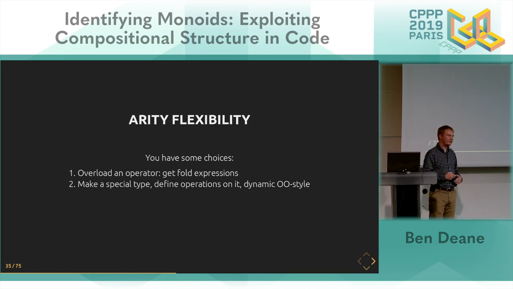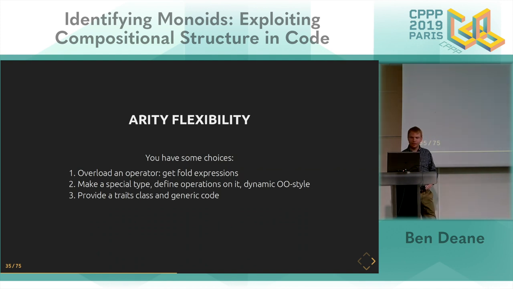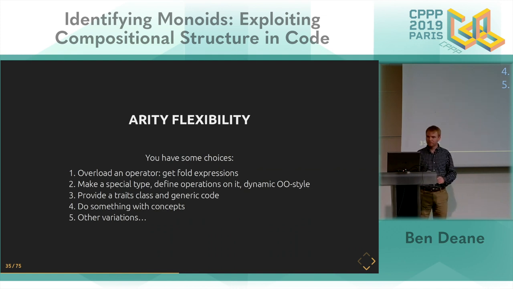You can always, you know, this is C++, so we have many things we could do. You can always make a type and define some operations on it, and you can use runtime polymorphism. You can do the same kind of thing at compile time with traits classes and generic code. You can do something with concepts, or you can do other variations. And in fact, concepts can probably supplement any of these.